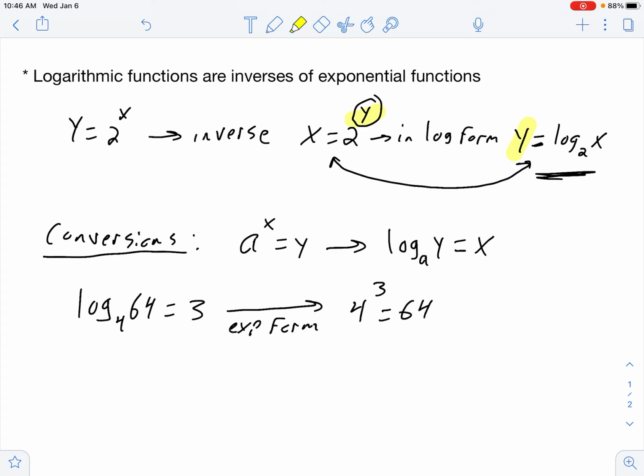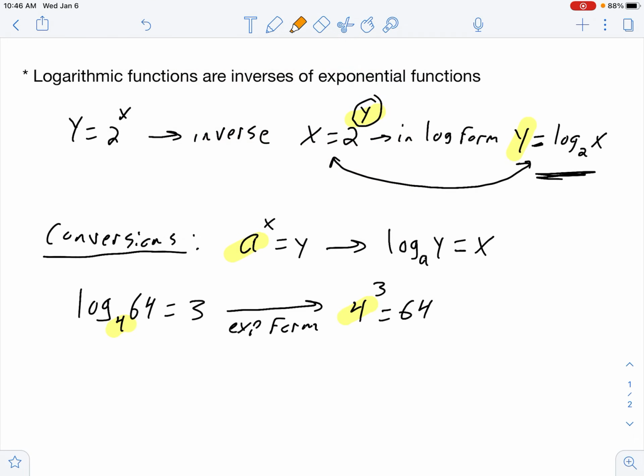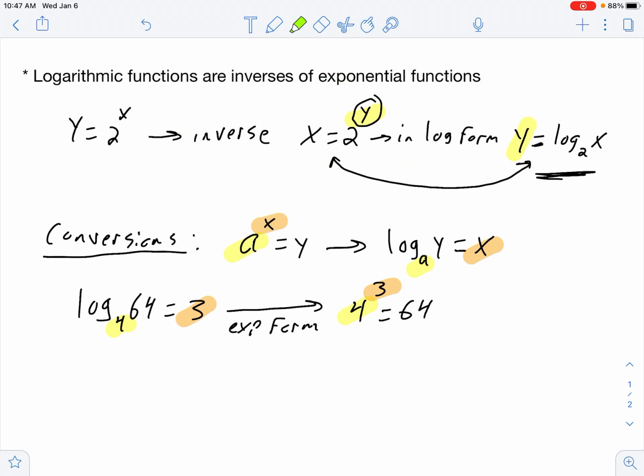Again, here is our a value, which is right here at your base. Then we have the x value, that is here, and again, it's matching up there. And then of course we have y, which is our 64 here. So you can see how that matches up to go back and forth from log to exponential form.